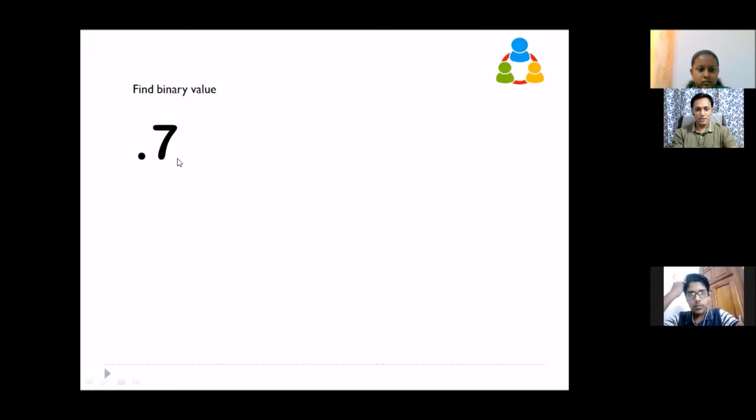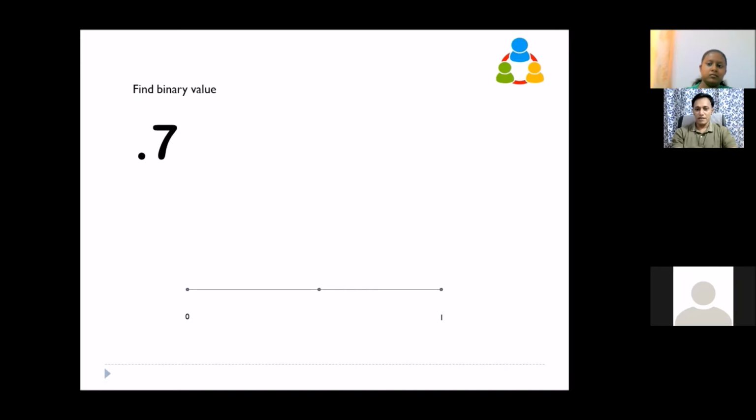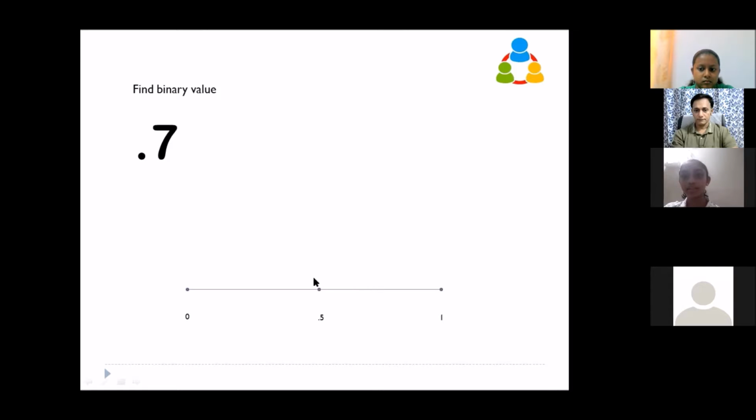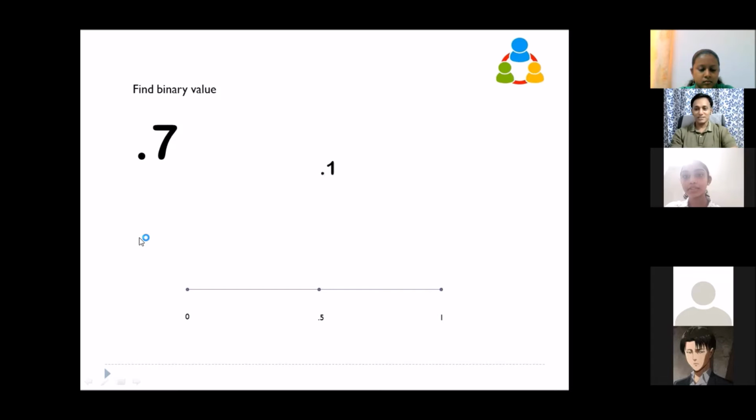If you have a number like 0.7, how do we represent that? What's the point? So this is 0 and this is 1. If this is the central point, 0.5, where will 0.7 fall, first half or second half? Second half. This is between 0.5 and 1, right? So this is the second half.